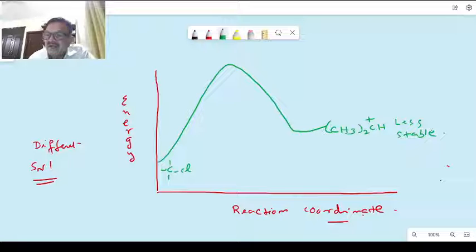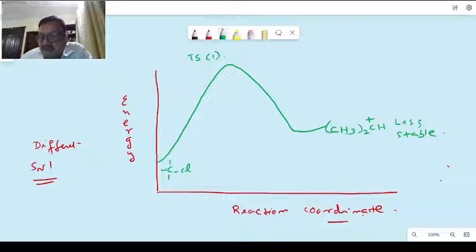Therefore, the transition state 1, TS1, this is the transition state 1. We can say it is a less stable transition state. Okay, that is the secondary carbocation (CH3)2CH+, it is less stable than the tertiary carbocation. Now let us see the energy of activation here, how it will be.